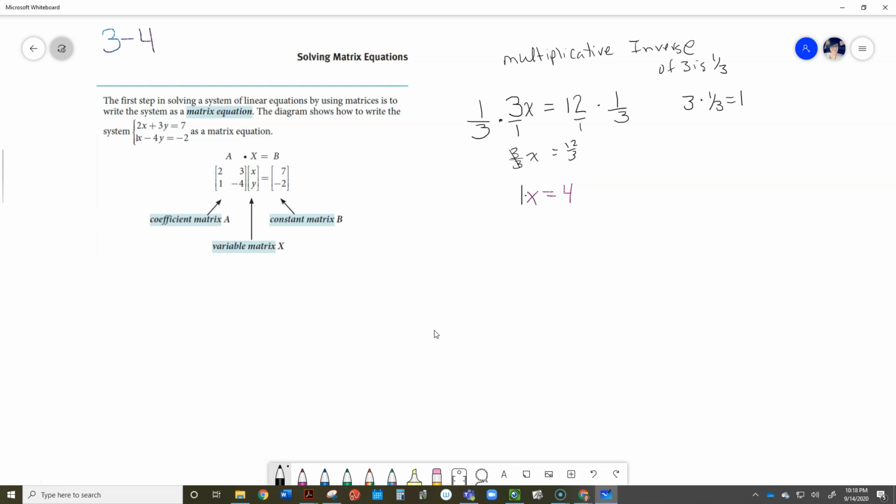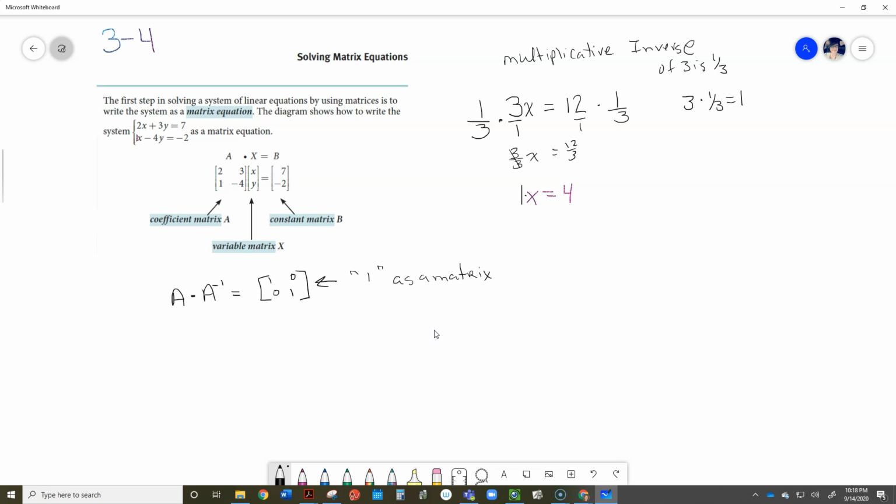What I'm going to do is make this coefficient matrix go away, because I'm trying to get my variables by themselves. It doesn't really cancel out. What I want to do is change it to a 1. And the way I change it to a 1 is to multiply it by its multiplicative inverse. So A times its inverse is going to equal what we call 1. This is 1 as a matrix.